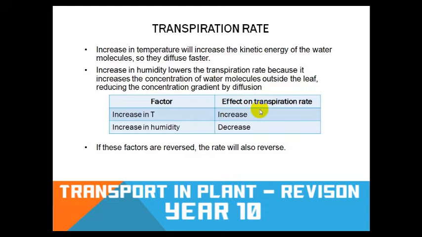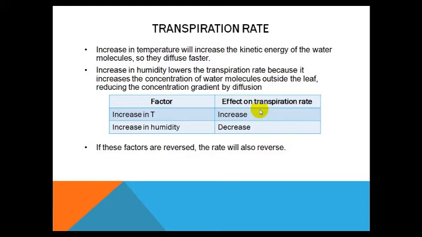So let's continue. For transpiration rate, there are two factors that affect it: temperature and humidity. These two factors either increase or decrease the transpiration rate. Let's start. Any increase in temperature will increase the kinetic energy of water molecules, so they diffuse faster. What you have learned in chemistry, the kinetic theory of movement of molecules, you can now apply.